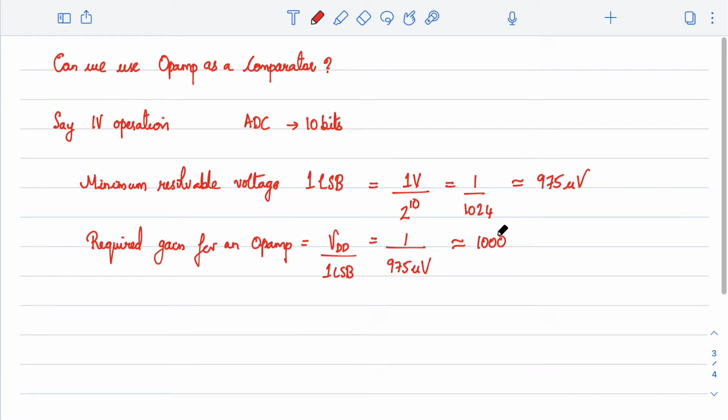Are you guys with me? Can I get some response in the chat? Yes. So the required gain for the op-amp is closely 1000 or more, right?